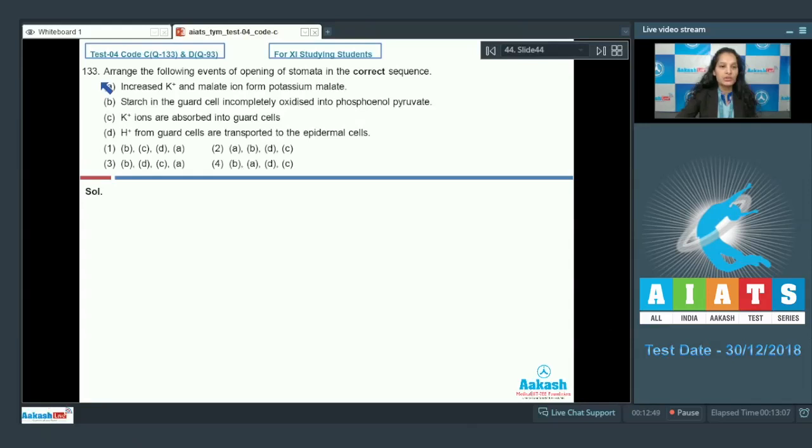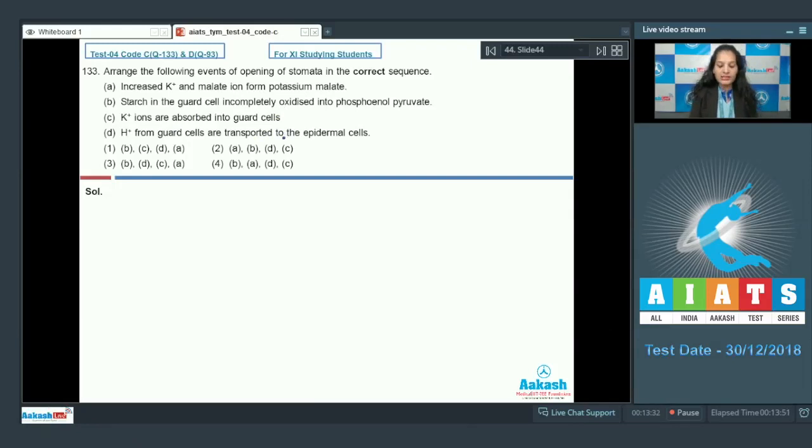Question number 133. Arrange the following events of opening of stomata in the correct sequence. Statement A: Increased potassium ions and malate ion form potassium malate. B: Starch in the guard cell incompletely oxidized into phosphoenol pyruvate. C: Potassium ions are absorbed into the guard cells. D: H+ from guard cells are transported to the epidermal cells. So what will be the correct sequence? In this particular question, you have been given some events. Arrange them one by one.